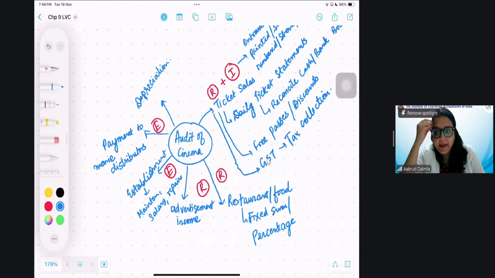So make it organized in your head. If it is organized in your head, it will be easy to write on the paper. Done. So audit of cinema is completed.